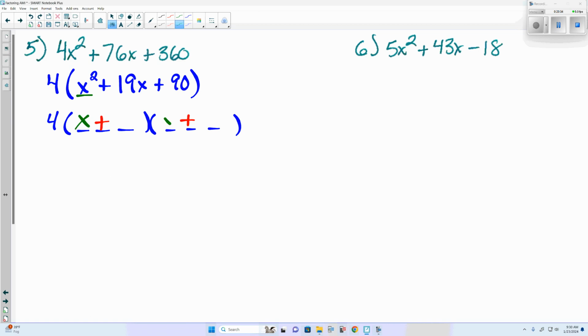Factors of x squared are x and x. Factors of 90: 1 and 90. 2 and 45. 3 and 30. 4 is not a factor of 90. 5 and 18. 6 and 15. 7 doesn't work, 8 doesn't work, 9 and 10.